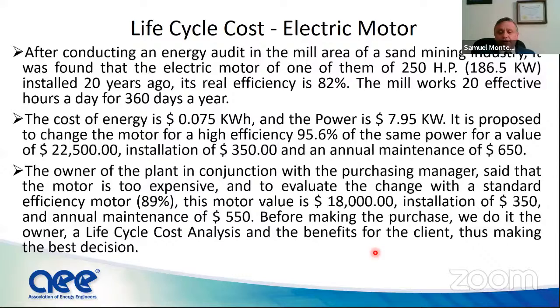89%, this motor value 80 thousand dollars, installation 350, and maintenance 550. Before making the purchase, we do for the owner the life cycle cost analysis and the benefits for the clients, thus making the best decision.